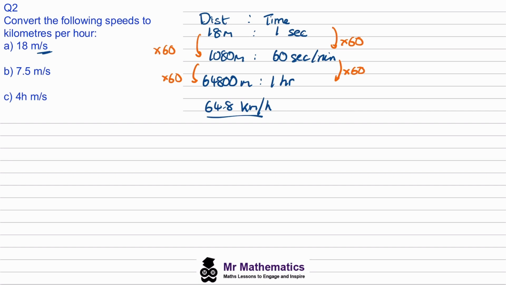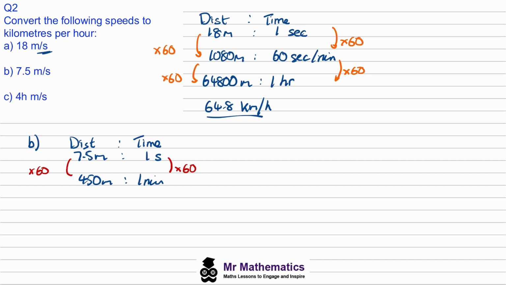Okay? Do you want to give question B a go yourself? Use the ratio of distance to time and try to keep the ratio balanced. You can pause the video and come back when you're ready. Okay, so welcome back if you had a go. So we've got distance to time, 7.5 meters every second. We'll multiply both sides by 60 to make it into minutes, and we'll get 450 meters every minute.